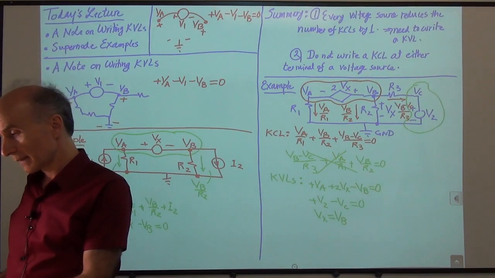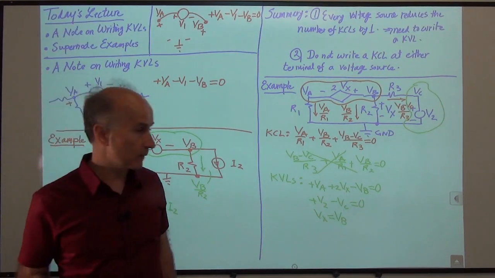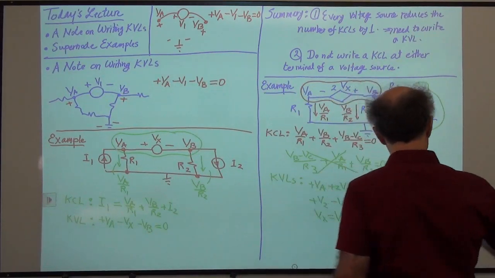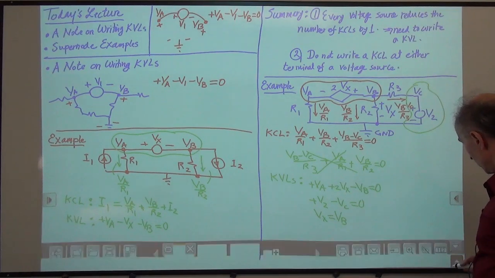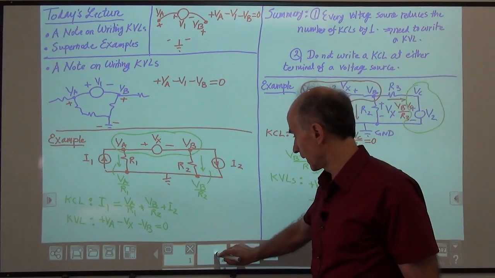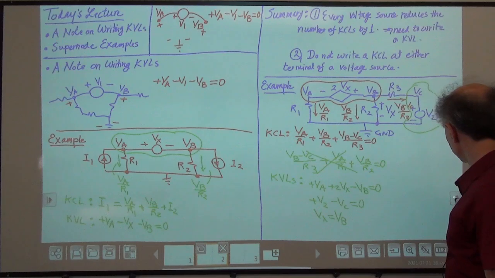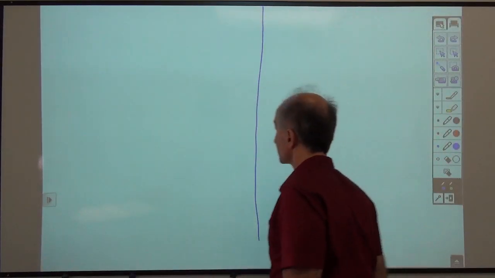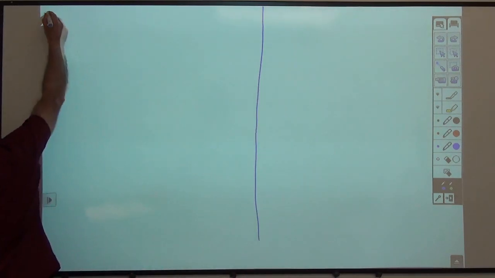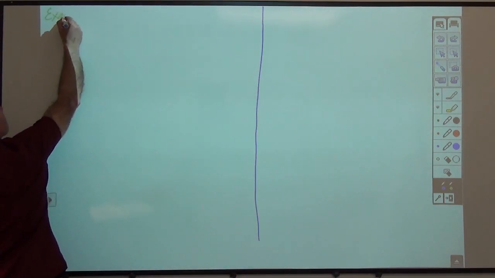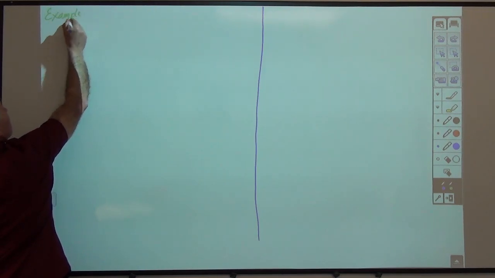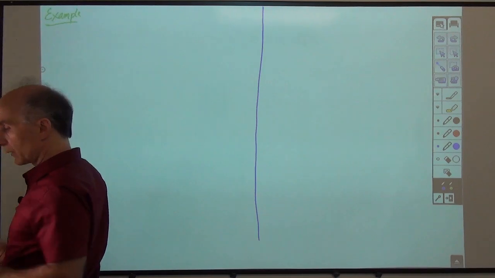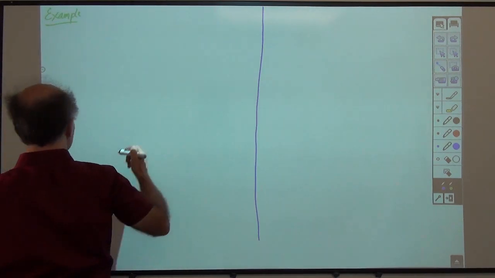All right, so let's go to another example. This example is more complex, but certainly quite instructive. So let me go to the next page and draw this new example there. Okay, so let's look at this example. This is a relatively complex circuit. I'm going to draw it pretty big so that we have room for annotations on the diagram itself.